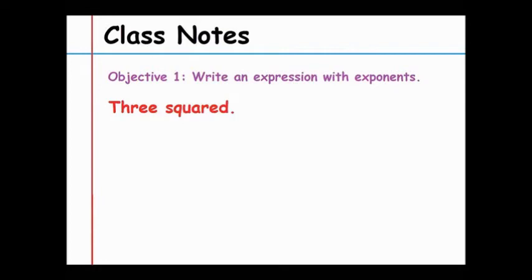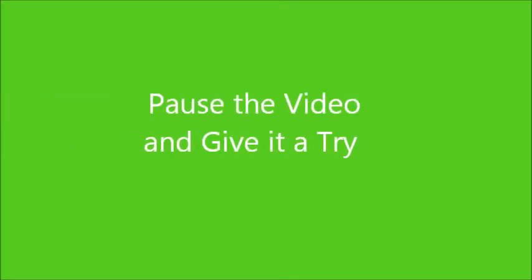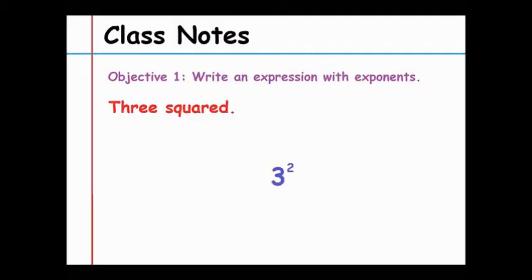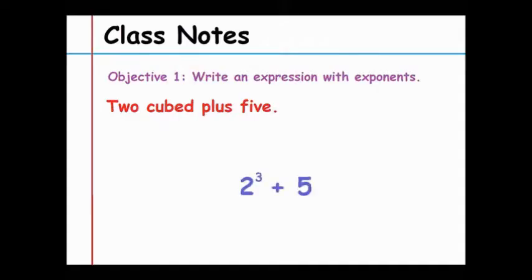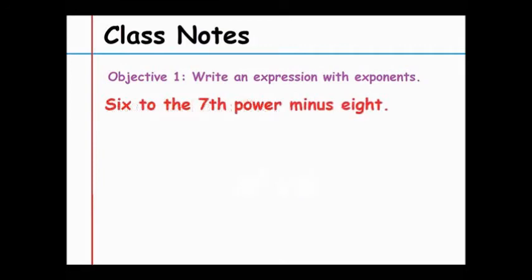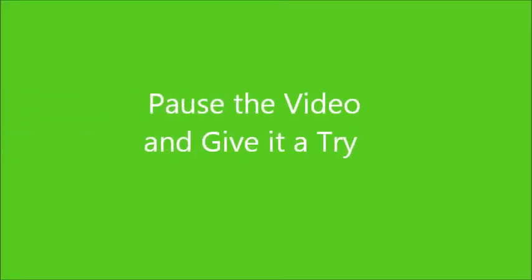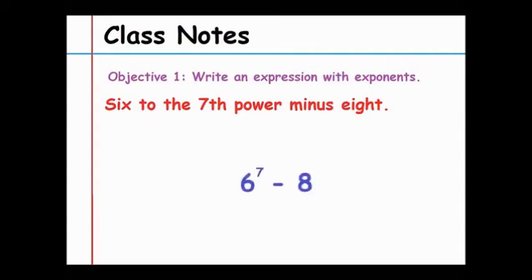How do you write 3 squared using numbers? 3 squared is written with a base number of 3 and an exponent of 2. Let's try one a little harder. How would you write 2 cubed plus 5? You should have got 2 with an exponent of 3 plus 5, like this. Next, let's try 6 to the 7th power minus 8. Your answer should look like this.